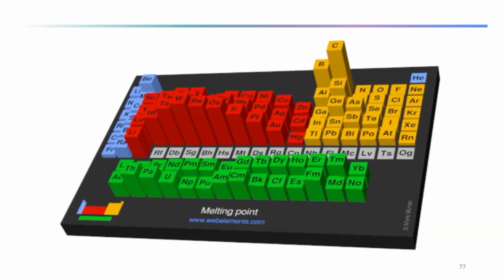Now you can observe the same thing from this 3D bar plot of melting point. First it is increasing and reaching a maximum, and then it is decreasing. If you follow this line, first it is increasing and then it is decreasing.